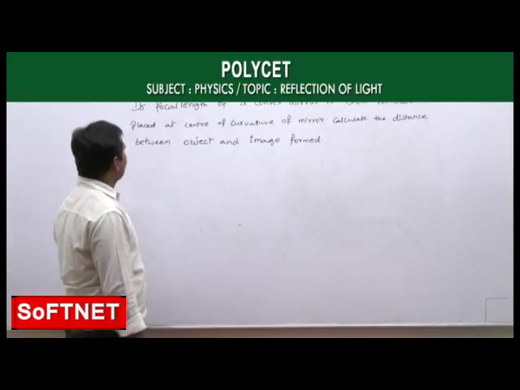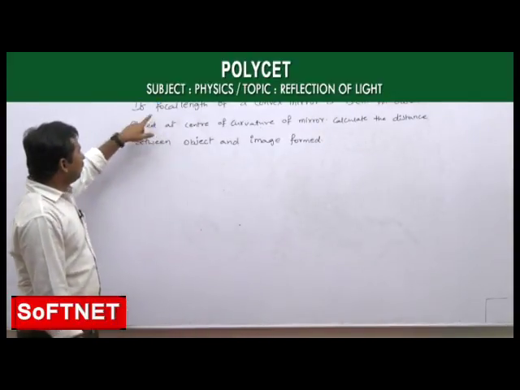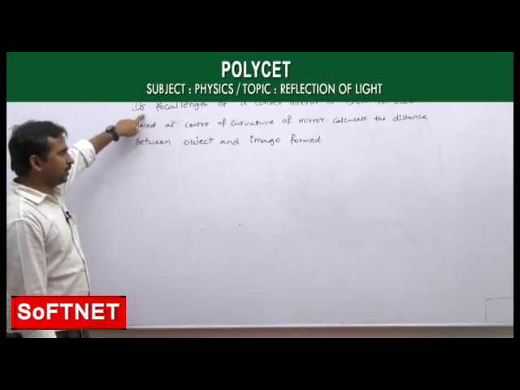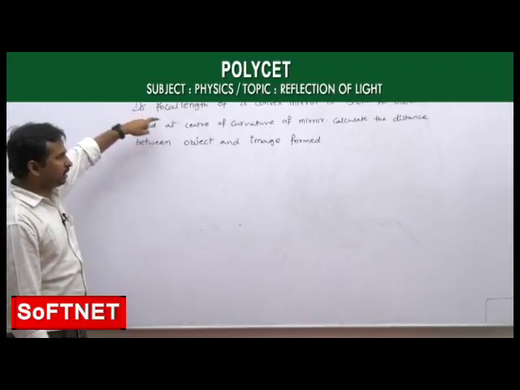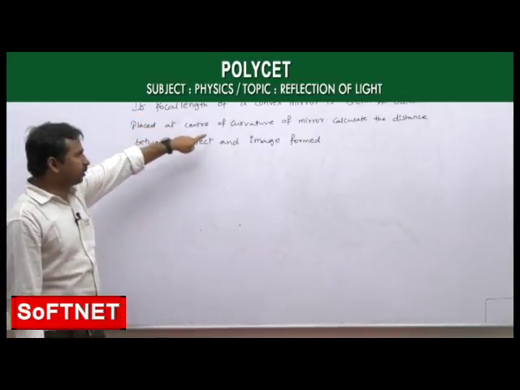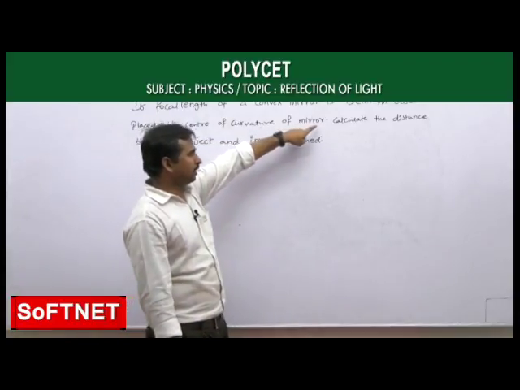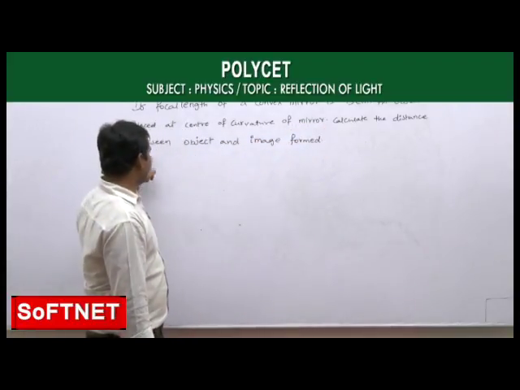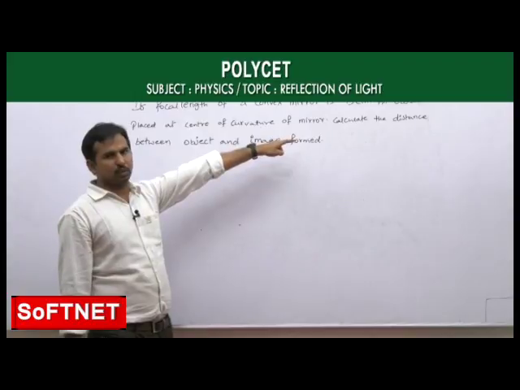Now see another problem. Here it is given that the focal length of a convex mirror is 15 centimeters, and an object is placed at the center of curvature of the mirror. Calculate the distance between the object and the image formed.